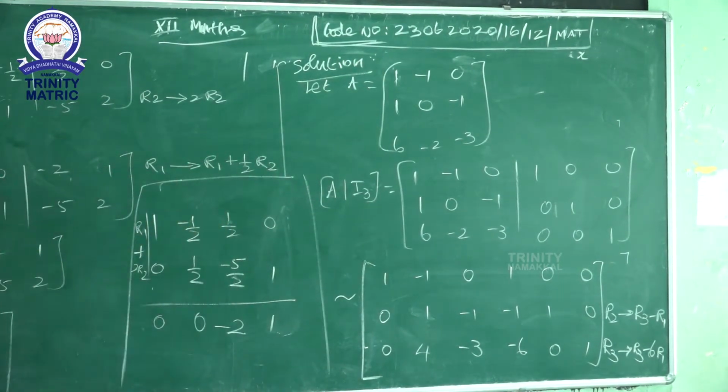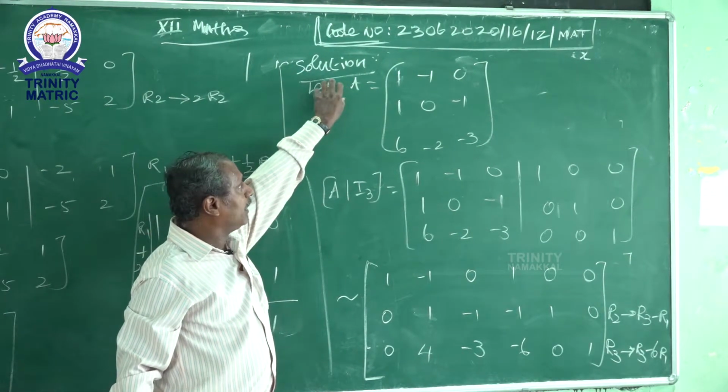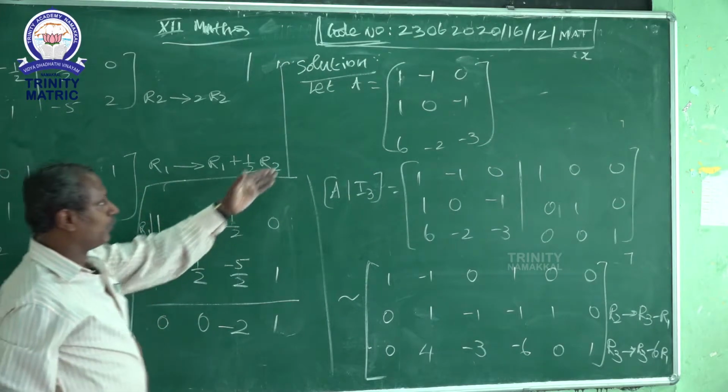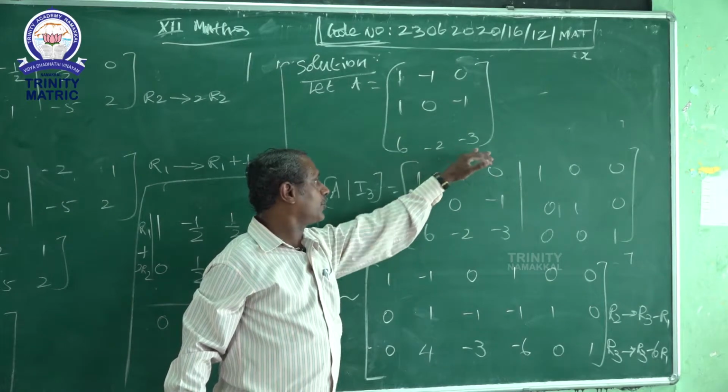In the sum given, there will be no name, so we have to assign the name. Let us first give the name: let A equal the matrix given. You have to write 1, minus 1, 0, 1, 0, minus 1, 6, minus 2, 3.